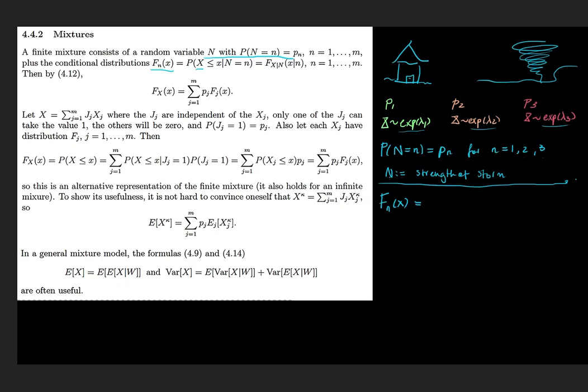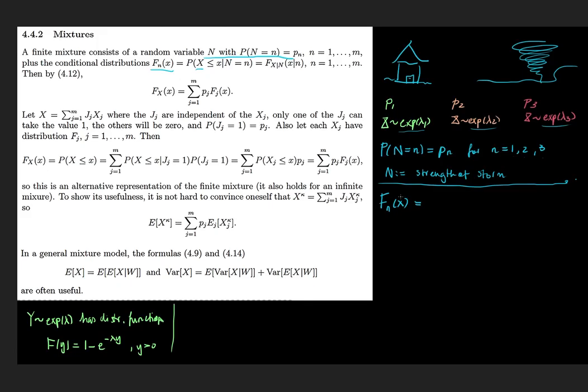So just a really quick reminder here: an exponentially distributed random variable with parameter lambda has distribution function 1 minus e to the minus lambda y, for y greater than 0. So this is something you probably know from SS.